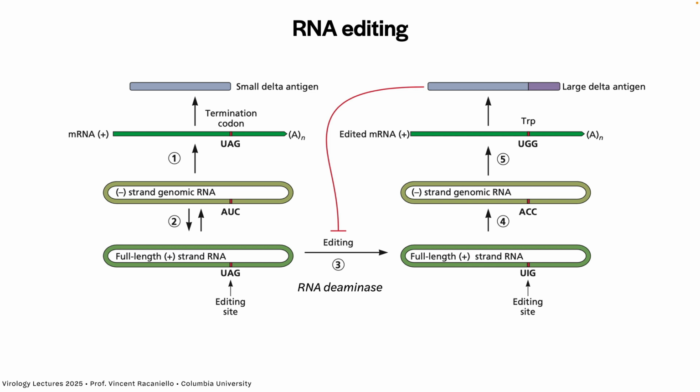When this is copied to the negative strand, the I templates for a C. So basically the I looks like a G. So instead of having a T there, the termination codon, it now has a UGG, which is a Trp codon, and now you can make a longer protein, the large delta antigen. So that's an example of non-templated RNA synthesis, or RNA editing.